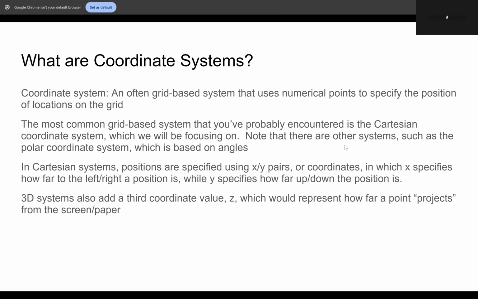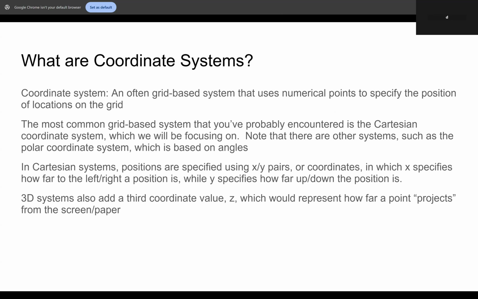So first of all, let's talk about what coordinate systems are. You may remember this from probably geometry or algebra, but a coordinate system is usually a grid-based system that uses numerical points to specify the position of locations on the grid. You might also have seen something similar if you learned about how to read maps. The most common grid-based system that you've probably encountered is the Cartesian coordinate system, which is what we're going to be focusing on in this particular presentation.